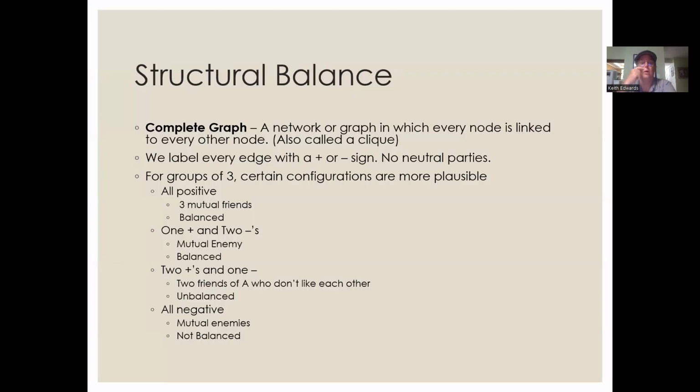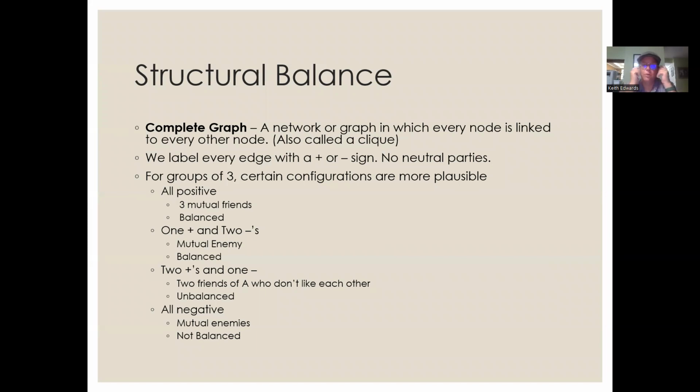So I guess we should start off with a little bit about structural balance. Now, we haven't done a formal definition yet, but we will. We need to start with the notion of a complete graph, and that's a network or graph in which every node is linked to every other node. It's also called a clique, which is kind of confusing, but we'll call them complete graphs here. We label every edge with a positive or minus sign. There aren't any neutral parties here. You either have positive feelings and a positive relationship with another person or a negative relationship with another person.